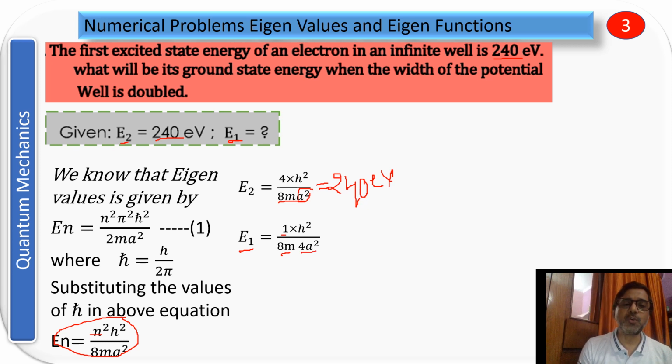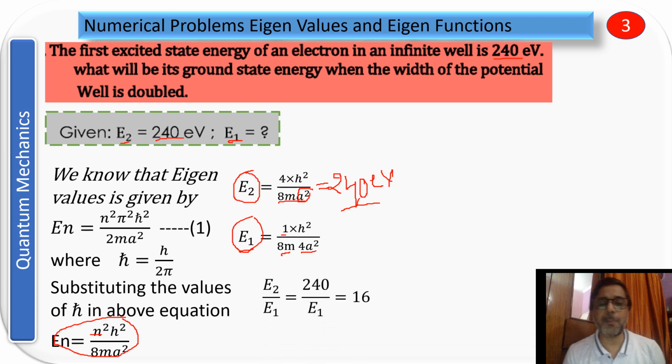So what I can do here is take the ratio of E2 and E1, and that ratio is 240 electron volt upon E1, that is E2 upon E1 is equal to 240 electron volt upon E1. So I have just divided these two, this is your equation 1 and this is your equation 2. I have just divided these two equations.